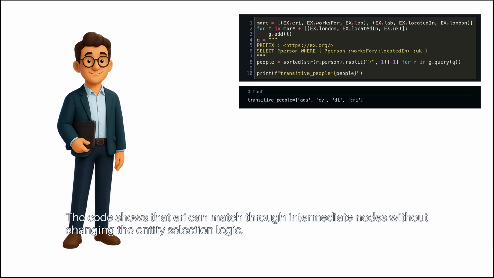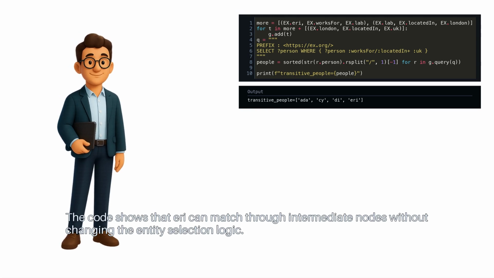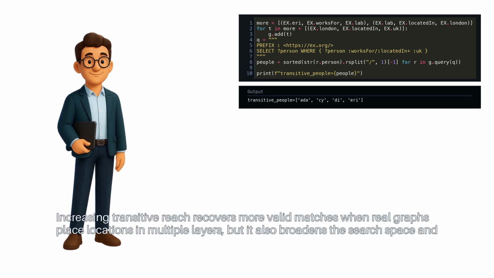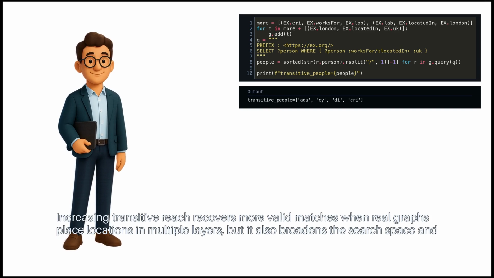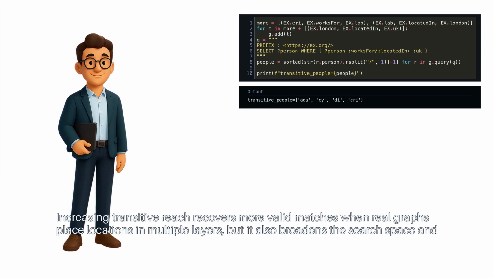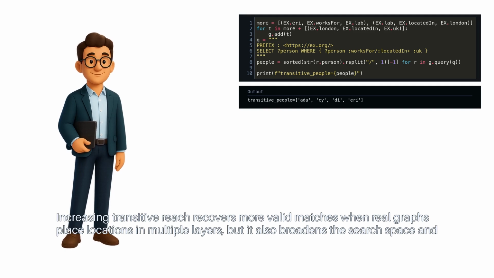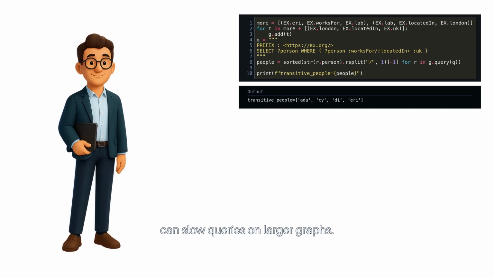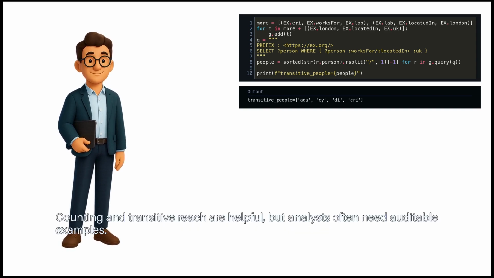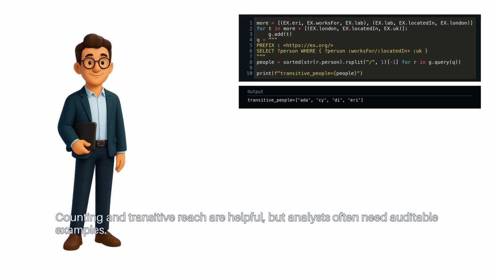The code shows that ADA can match through intermediate nodes without changing the entity selection logic. Increasing transitive reach recovers more valid matches when real graphs place locations in multiple layers. But it also broadens the search space and can slow queries on larger graphs. Counting and transitive reach are helpful, but analysts often need auditable examples.